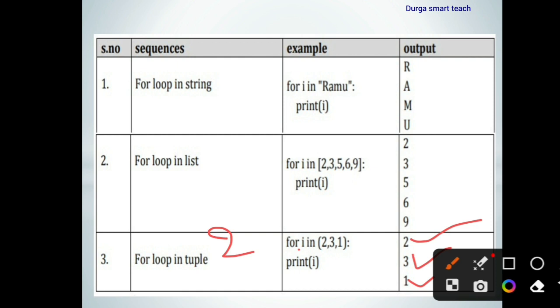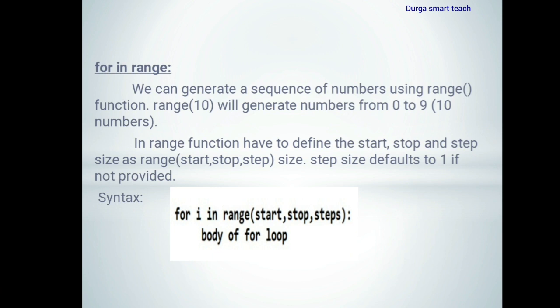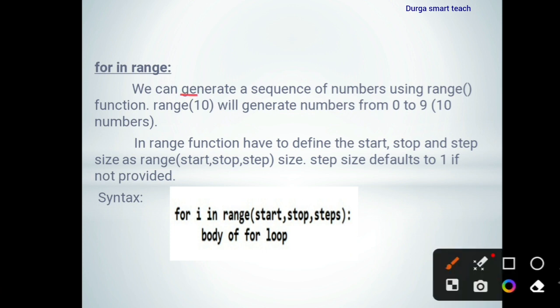That may be a string, a list, a tuple, or a dictionary. Okay. So next, for is also used with range. Here, range is a function. We can generate a sequence of numbers using range. For example, range of 10 will generate numbers from 0 to 9. So the total is 10 numbers. If you want to generate 10 numbers, you need to use the range function.